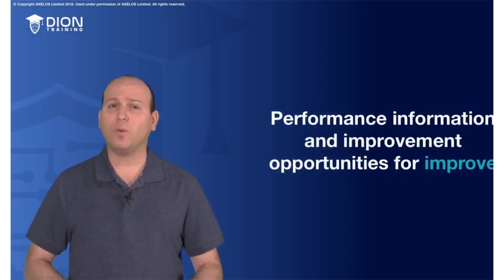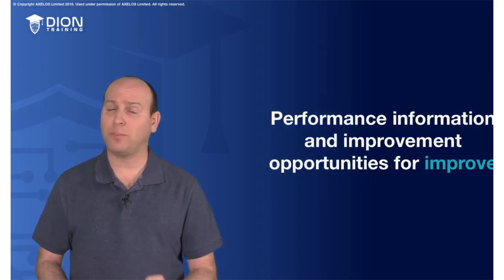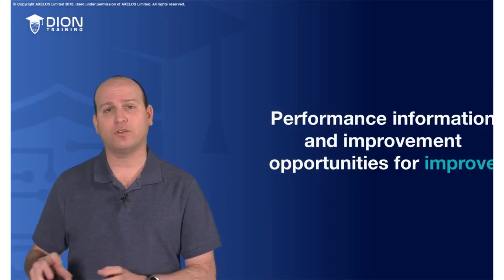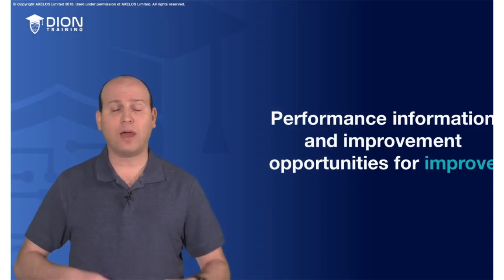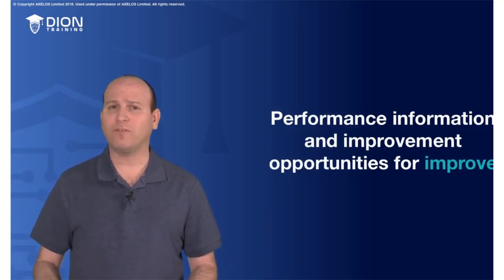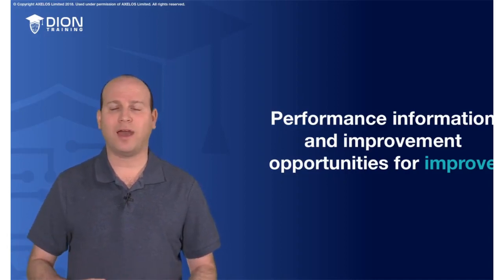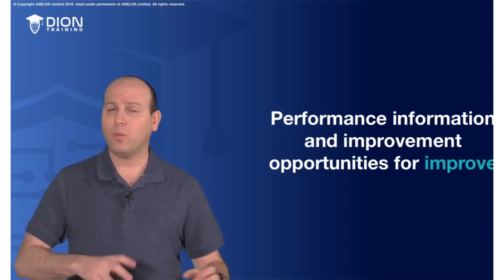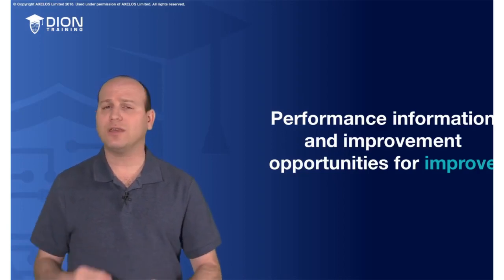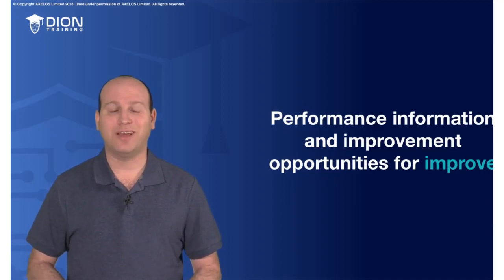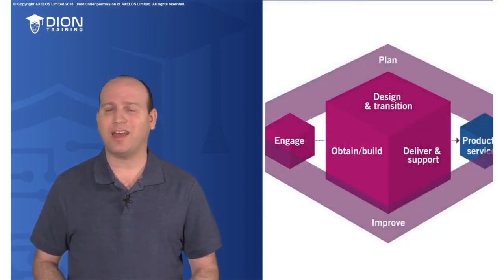And finally, we want to make sure we're getting performance information and improvement opportunities out of the design and transition and back over to improve. As we go through and we design and build something, we're going to find out that, hey, when we tried to design X system, we had problems 1, 2, and 3. We'll pass that over to improve so they can come up with ways for us to improve our processes and make it more efficient.